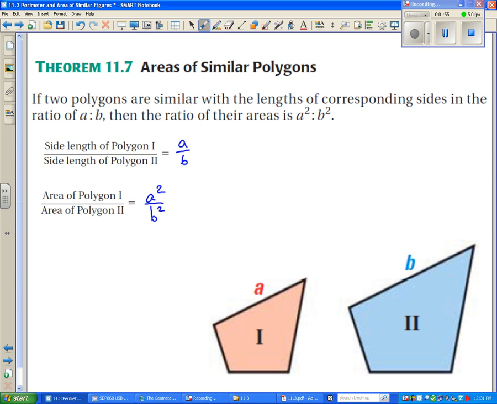Now, what I'm about to say is actually what will blow many people away, and that's that the perimeter of polygon 1 over perimeter of polygon 2 is equal to the same ratio as the side lengths, because this is in the first dimension. First dimension is side lengths. So the perimeter is also talking about side lengths, whereas this is talking about the area.